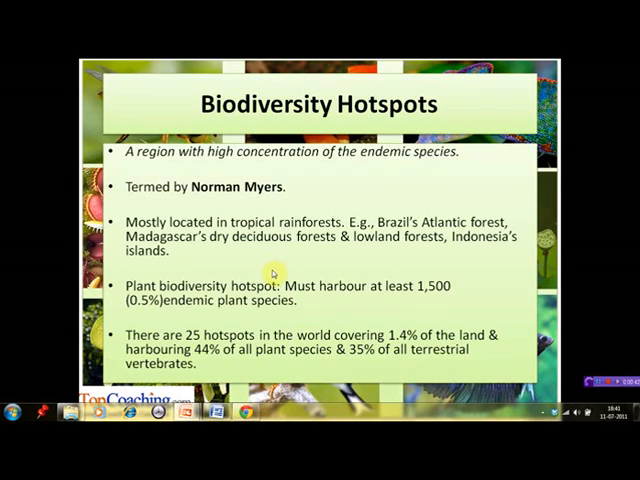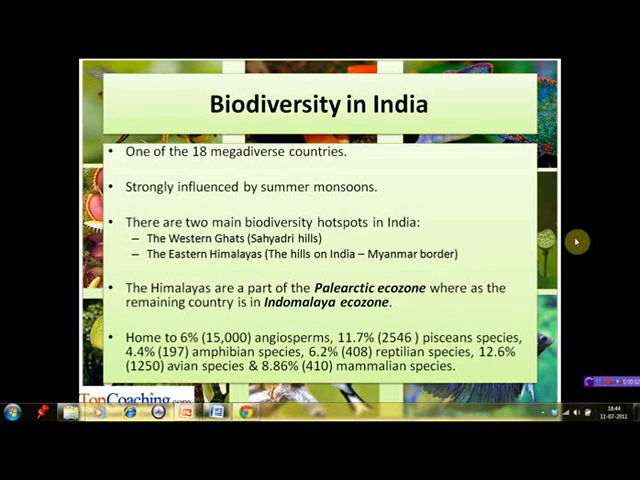For being a plant diversity hotspot, the region must harbor at least 1,500 endemic plant species, which is 0.5% of the total species of plants found in the world. According to Myers, there are 25 hotspots in the world, which, although cover only 1.4% of the land on the Earth's surface, are home to about 44% of the plant species and 35% of all the terrestrial vertebrates.